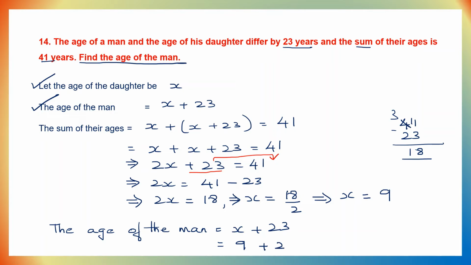9 plus 23. So how much is 23 plus 9? 32. So the man's age is 32 years. So we have found the answer. The age of the man is 32 years.